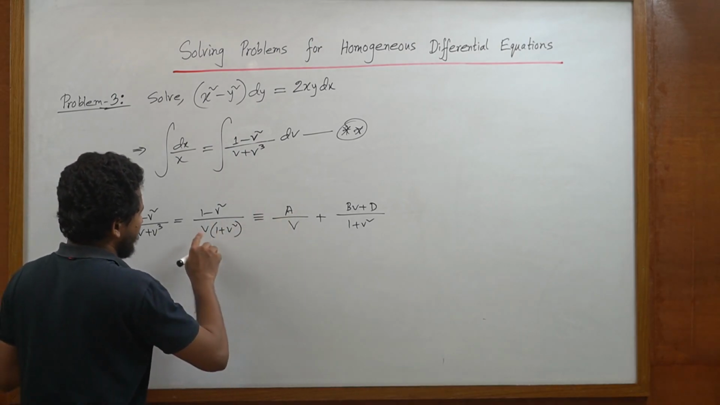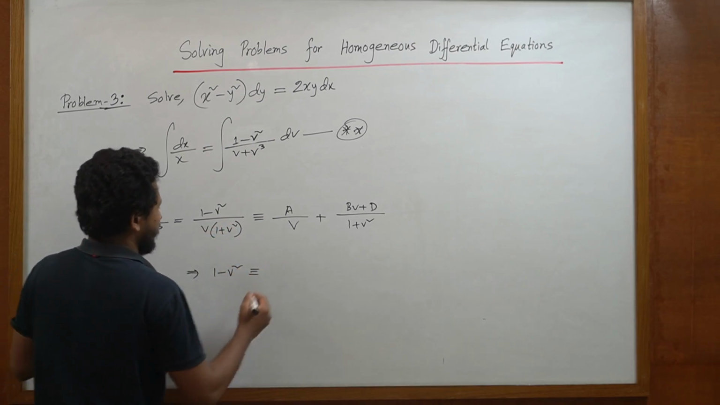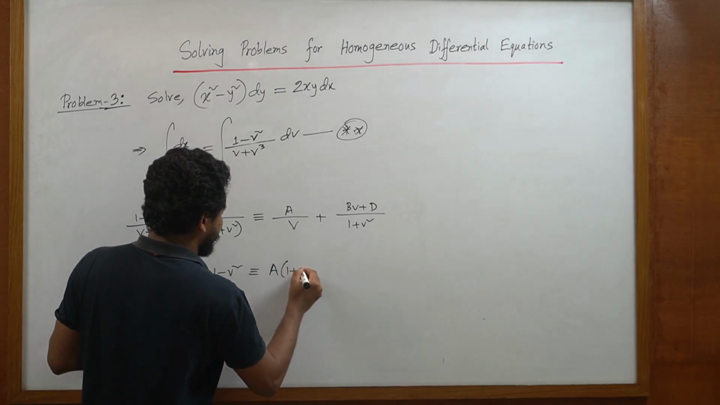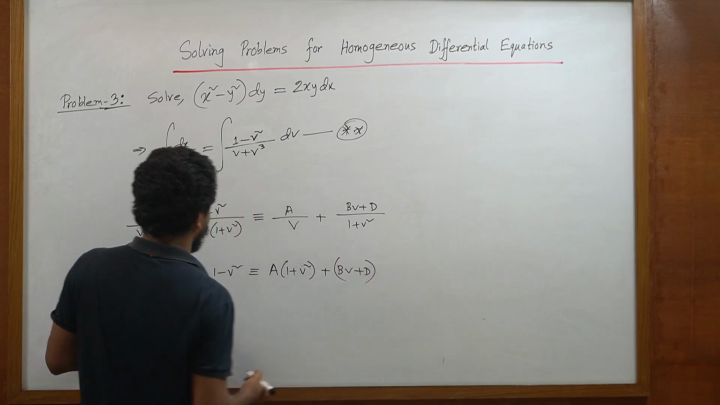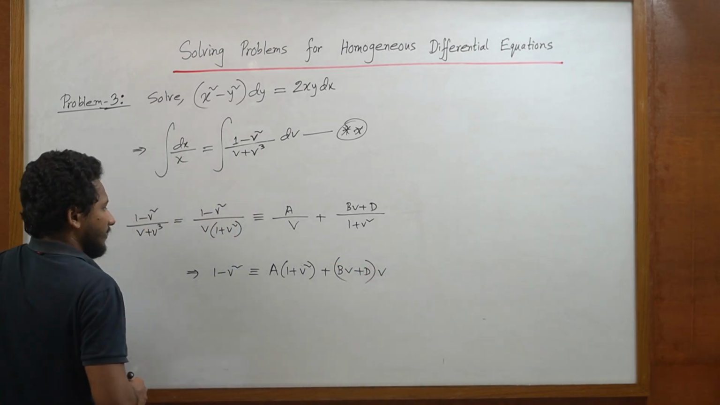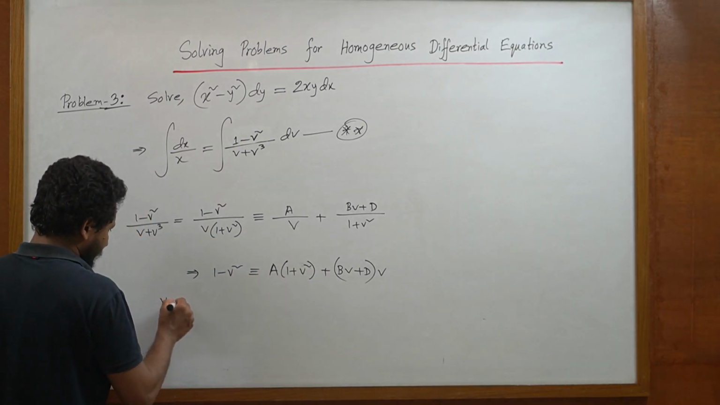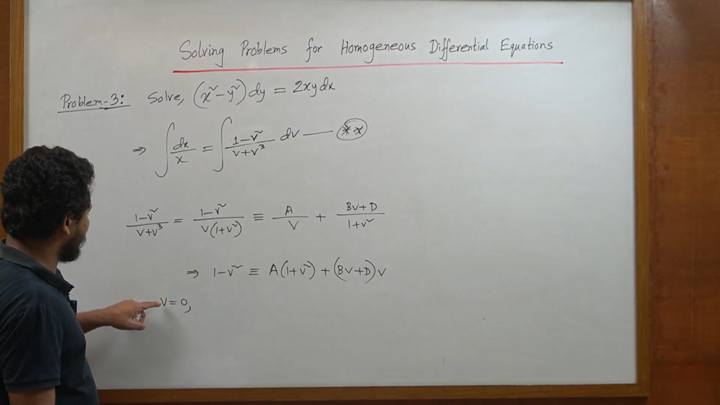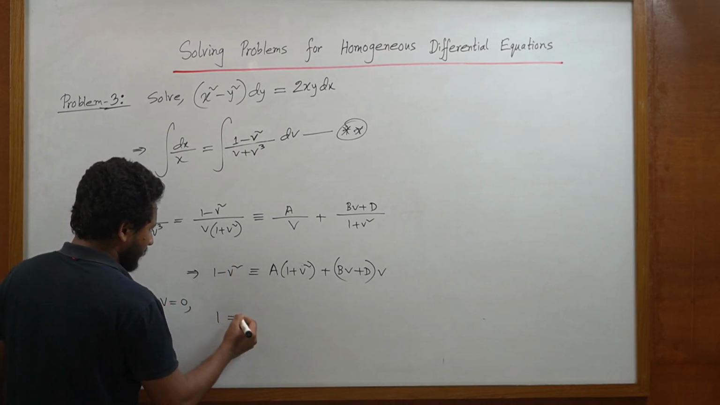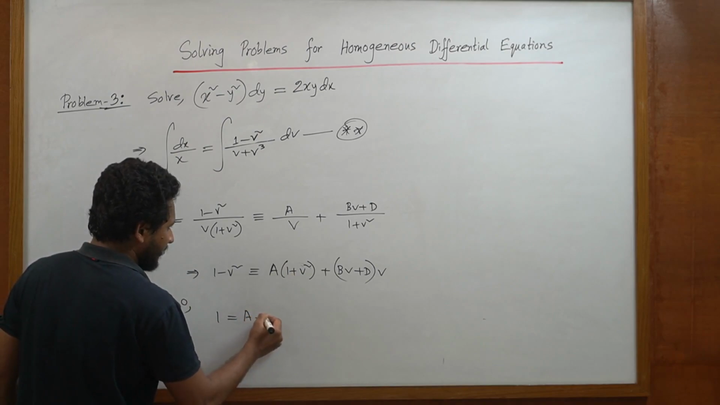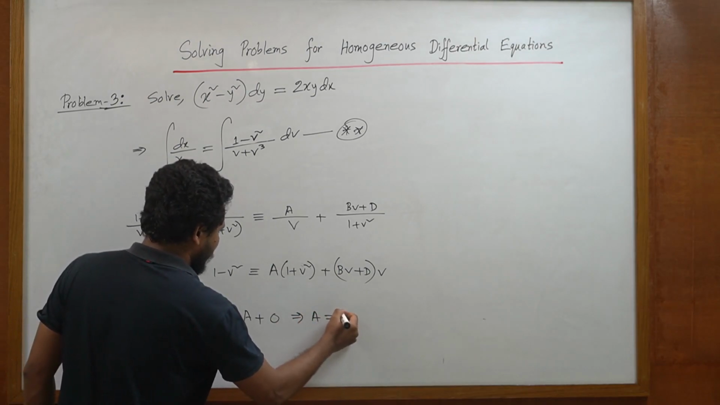We will multiply with v into (1 plus v square). We get 1 minus v square equals a into (1 plus v square) plus (bv plus d) into v. Since it's an identity, we can take any value of v. So we take 0 as v, we get 1 equals a plus 0. So we get a equals 1.